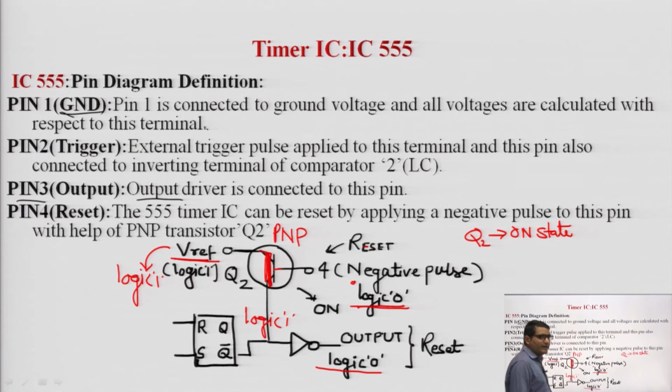So whatever we apply at pin number 2, pin number 5 or pin number 6 does not matter for the output, because we reset the output to logic 0 with the help of pin number 4. So pin number 4 is defined as the reset pin, and it can fix the functionality of the timer circuit, or give a constant value at the output side.